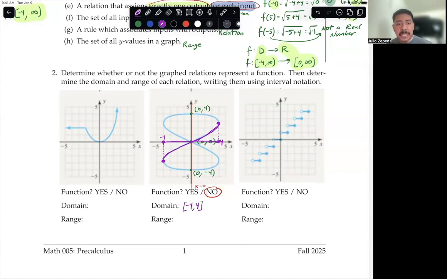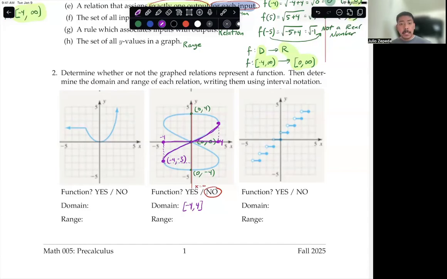And we will include those endpoints because there is a point whose x value is -4. -4 is included as part of the domain. That point would be -4, 1, 2, 3. I'm just going to say about -3. Right?